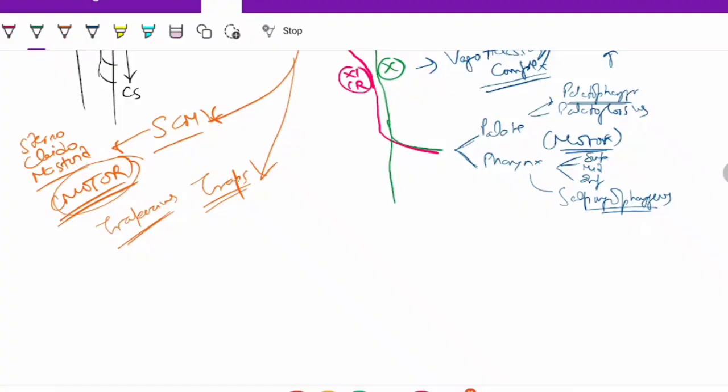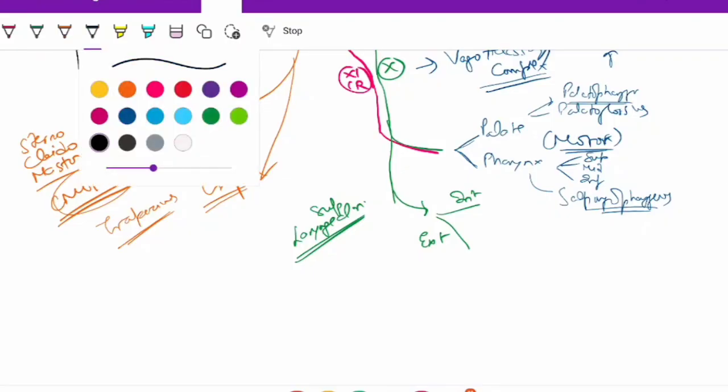Your 10th cranial nerve continues and it gives off a very key branch. This branch is known as the superior laryngeal nerve, which gives off two branches: internal laryngeal and external laryngeal. Now what do these nerves do?